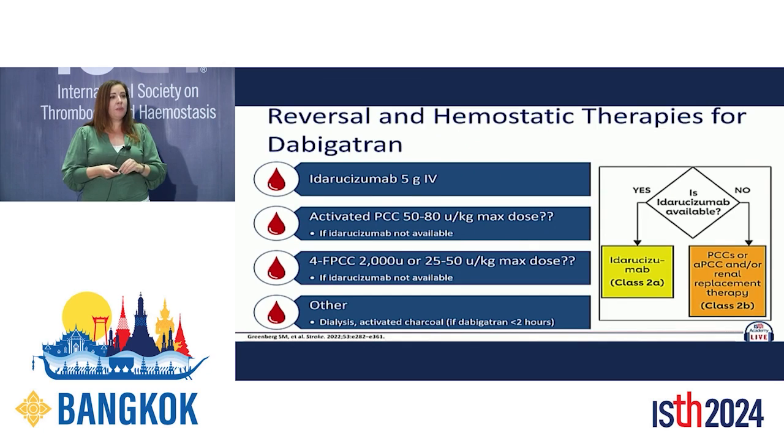So for dabigatran, of course, we have the availability of idarucizumab, which is a monoclonal antibody against dabigatran. Other treatments that can be used in the setting of dabigatran-related bleeding are activated PCC, or so-called FEIBA. Unclear what the maximum or optimal dose should be. Is there a maximum? We're not sure. Again, it was an agent designed to be a bypassing agent for hemophilia patients with inhibitors. 4-factor PCC is what most of us use in our clinical practices. Again, unclear what the optimal dose is. Sometimes people use a fixed dose. Sometimes it's a weight-based 25 to 50 units per kilogram.